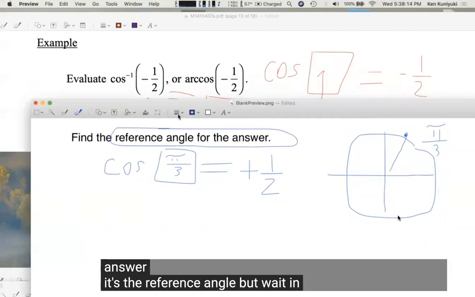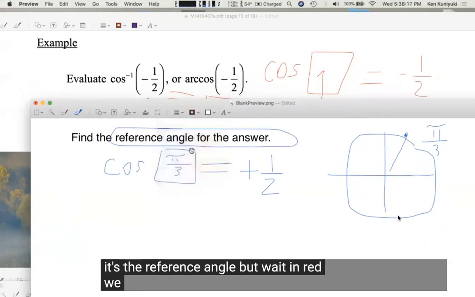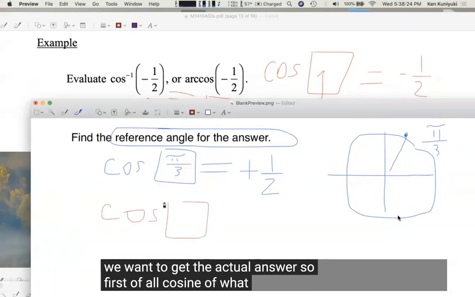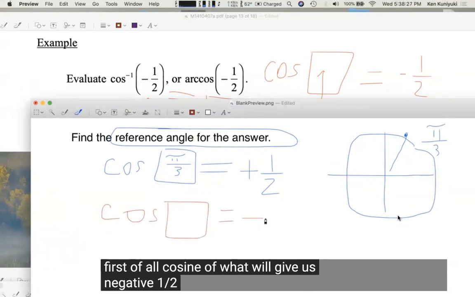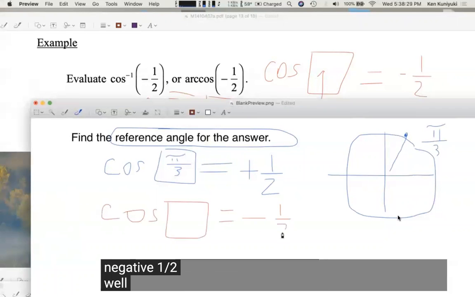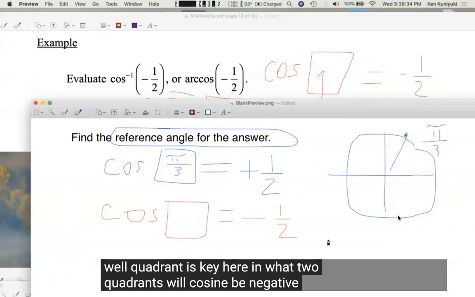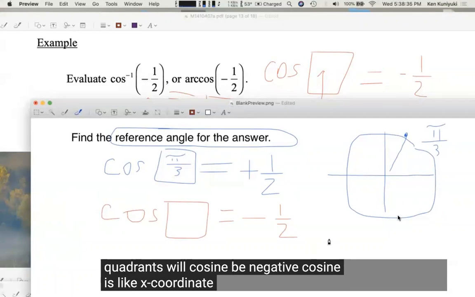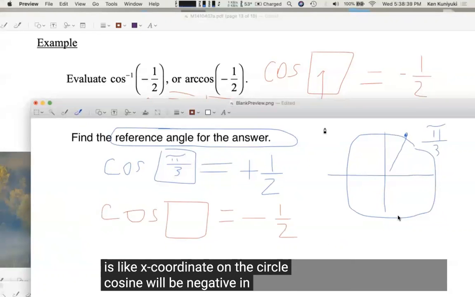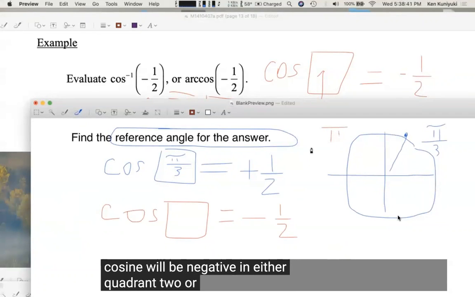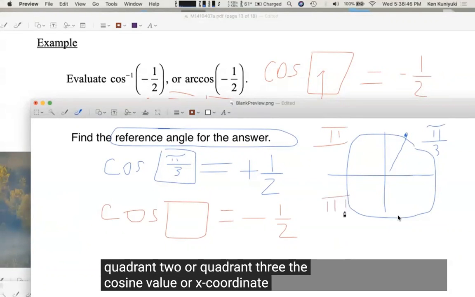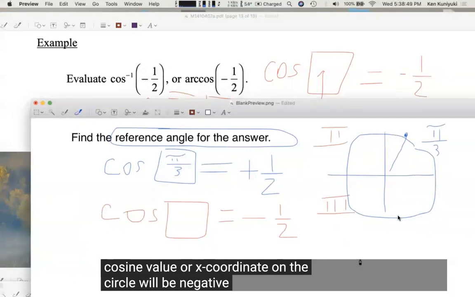But wait, in red, we want to get the actual answer. So first of all, cosine of what will give us -1/2? Well, quadrant is key here. In what two quadrants will cosine be negative? Cosine is like the x-coordinate on the circle. Cosine will be negative in either quadrant 2 or quadrant 3. The cosine value, or x-coordinate on the circle, will be negative.